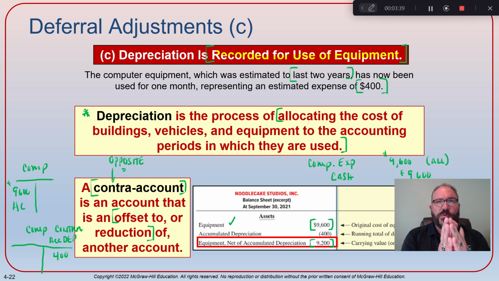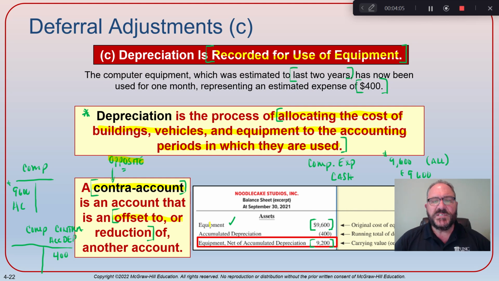It's an allocation process of taking the cost of an asset and spreading it out over the time that you're using the asset. So notice it says allocating the cost of buildings, vehicles, equipment to the period in which they're used. And what happens is we use something called a contra asset account. Contra, by the way, contra means opposite, to offset or reduce the account.